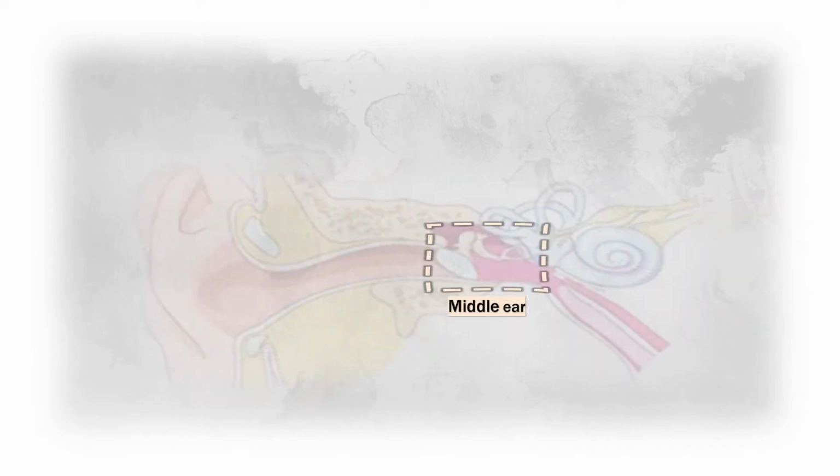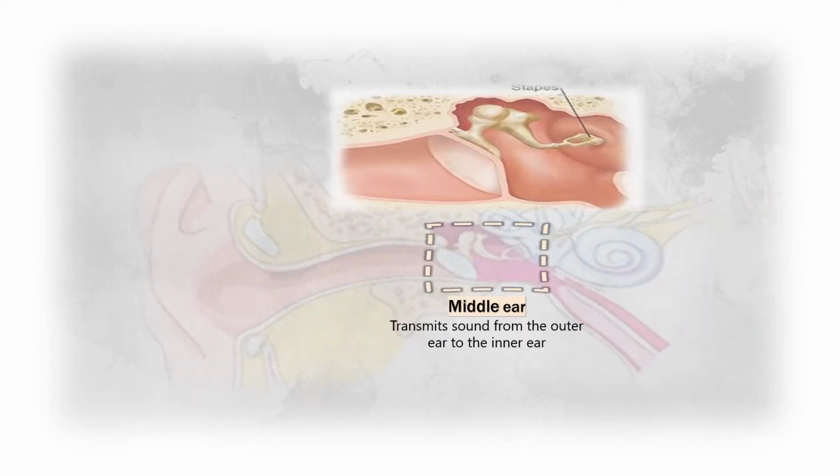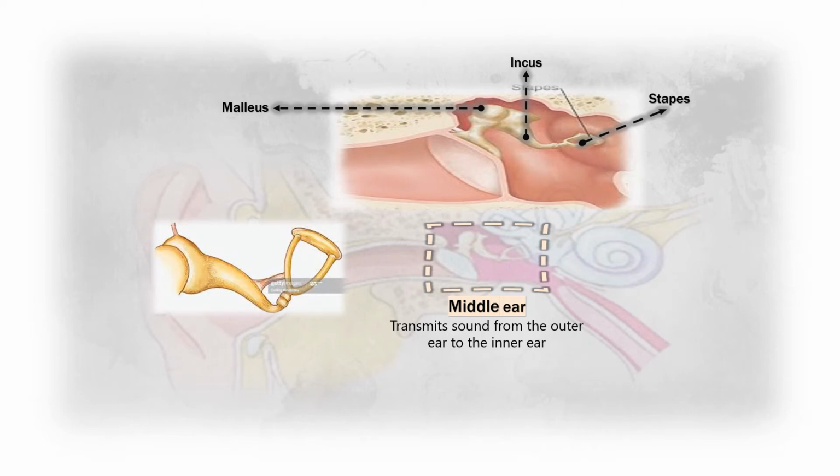The second section is the middle ear. The middle ear transmits sound from the outer ear to the inner ear. It consists of three main parts. The first part consists of three tiny bones. They are named for their shape. Malleus is the first, incus the second, and the third is stapes. All together, they form what's called the auditory ossicles.